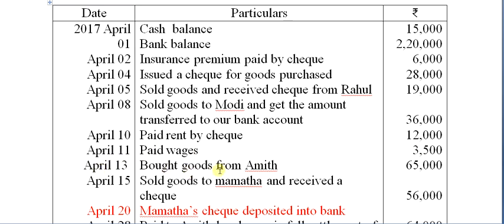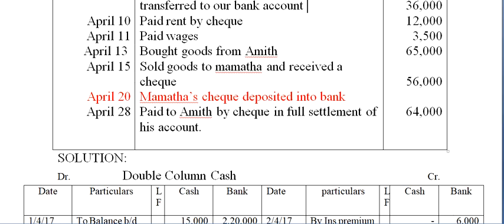April 13th, bought goods from Amit, rupees 65,000. When we are purchasing the goods from Amit, what happens? See here, bought goods from Amit is given. So we are not purchasing for cash or bank through check. We are purchasing on credit, for an amount of rupees 65,000. So this transaction should be ignored, because it is a credit transaction.